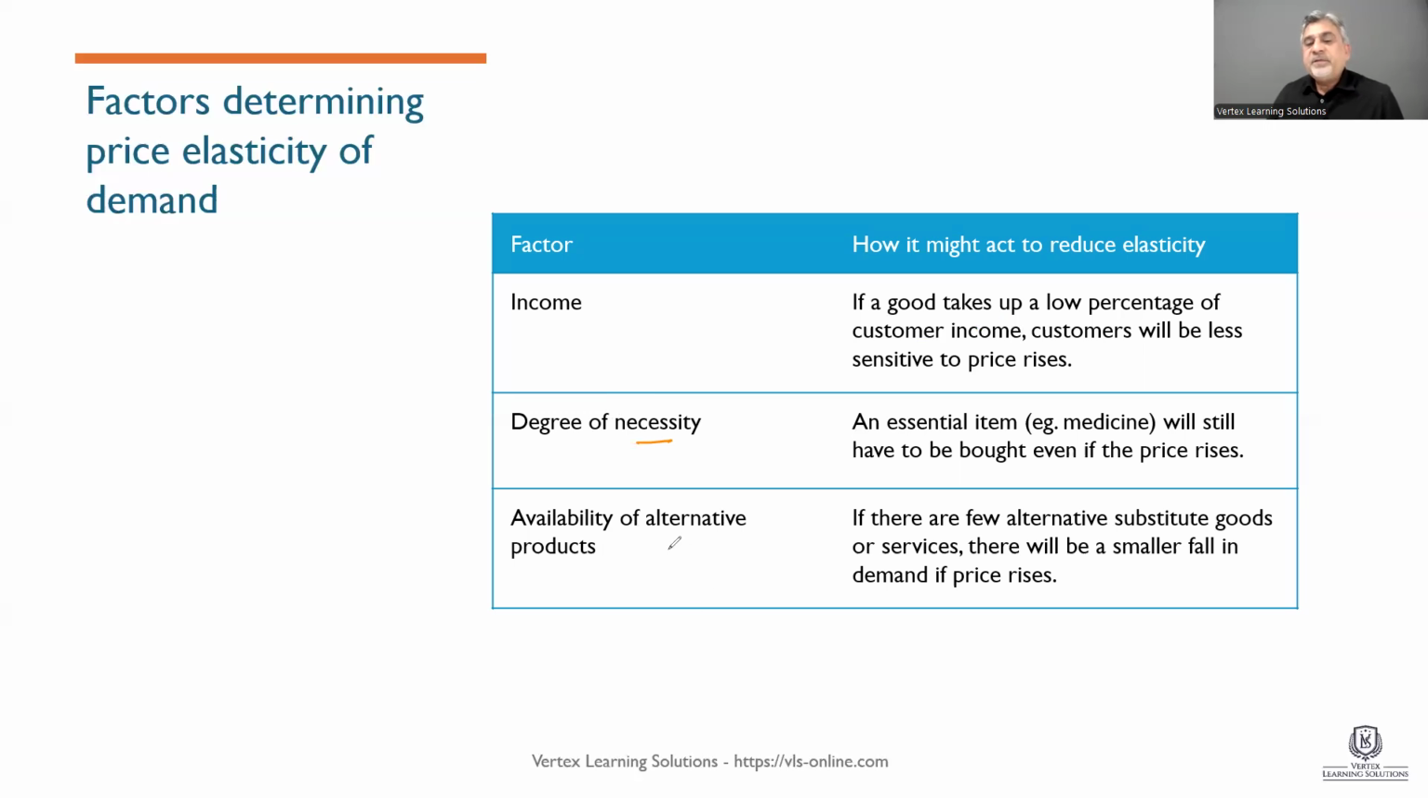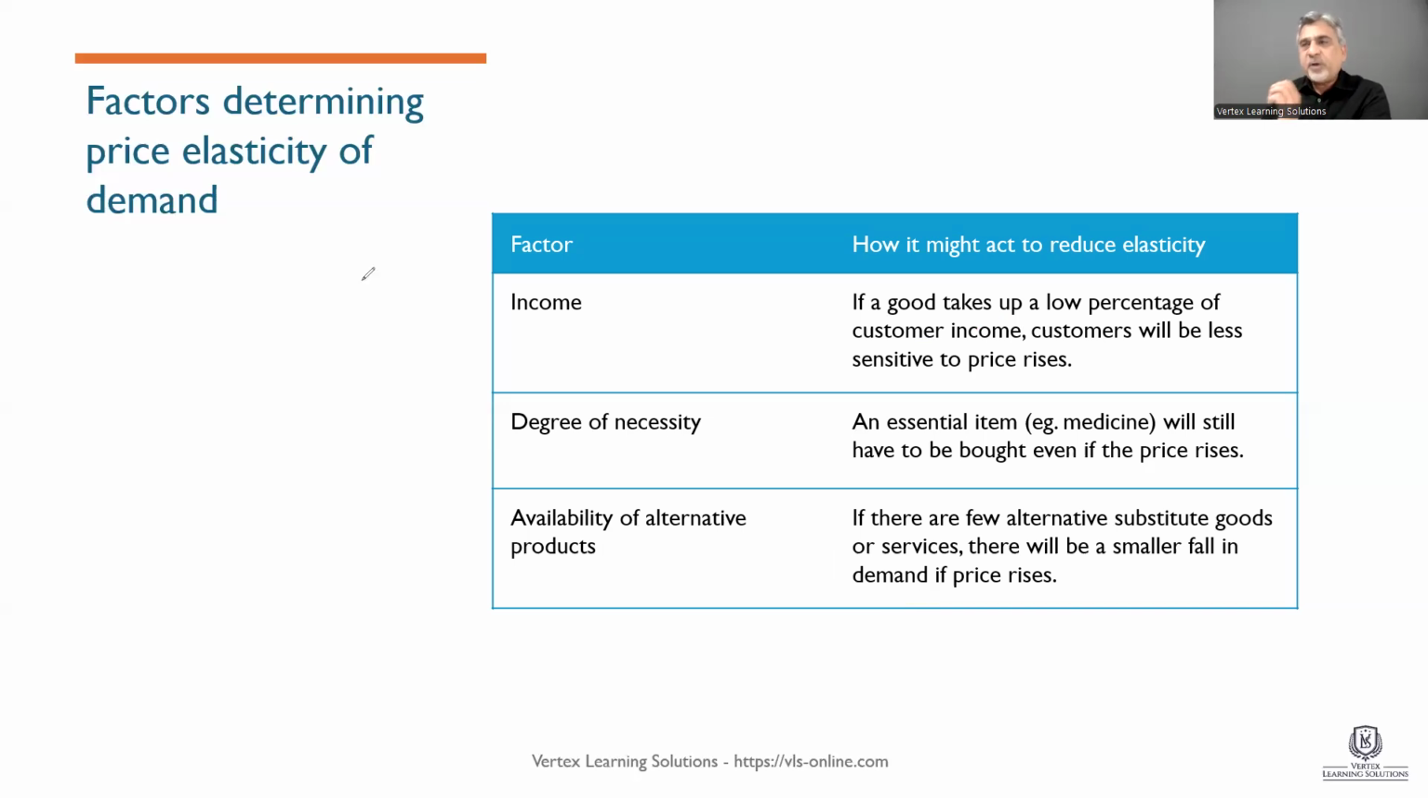Then availability of alternative products. Do you have other alternatives or not? If there are few alternative substitute goods or services, there will be a smaller fall in demand. If there is not a lot of competition in the market, you don't buy this one, what else do you do? Then you have to take it. But if a product has a lot of substitutes and customers can easily switch to another product, then your product is price sensitive, and you have to take care before you decide to increase the price.